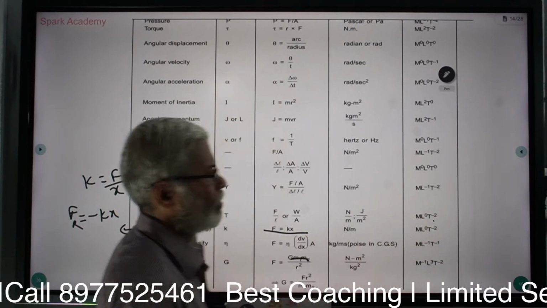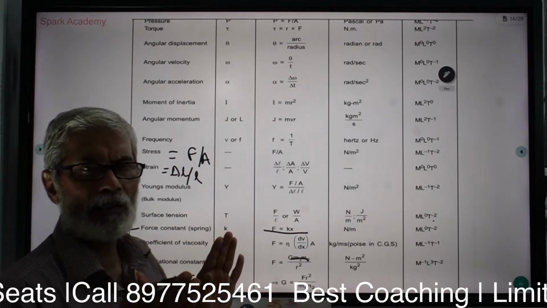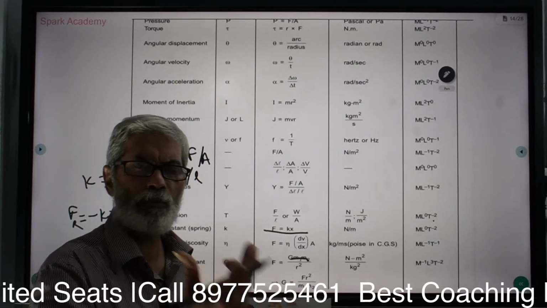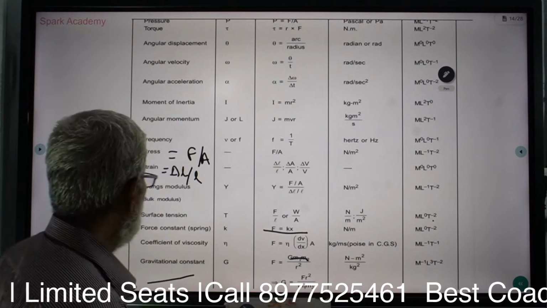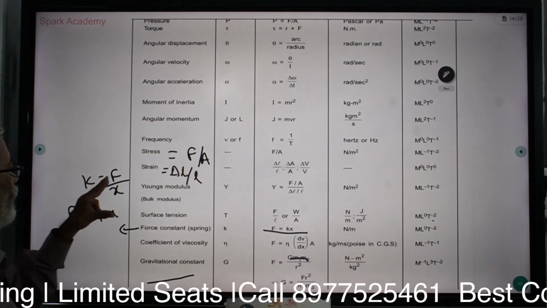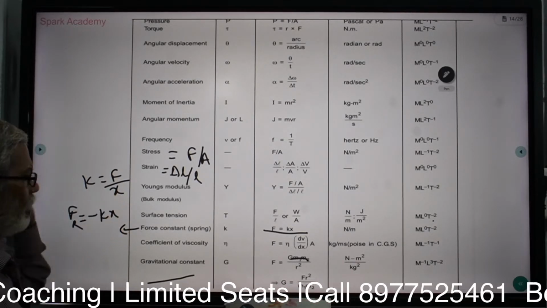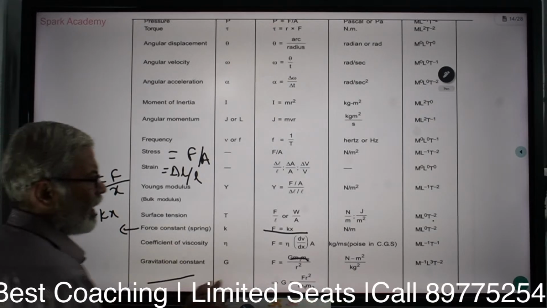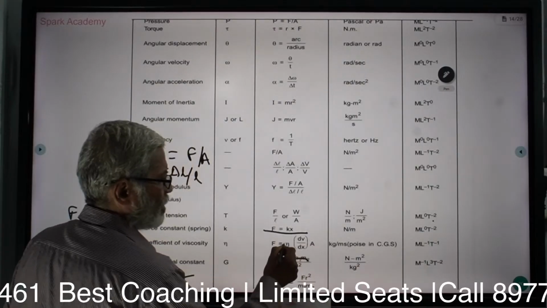See, force constant and surface tension have the same dimension, MT minus 2. Surface tension is also force acting per unit length on the surface of the liquid, and your force constant is also force divided by length. Like that. Coefficient of viscosity, as I said, F is equal to eta A dV by dx.